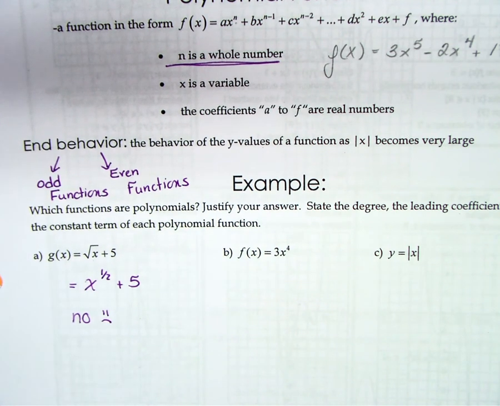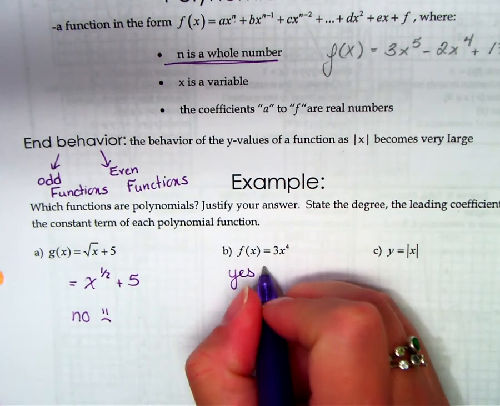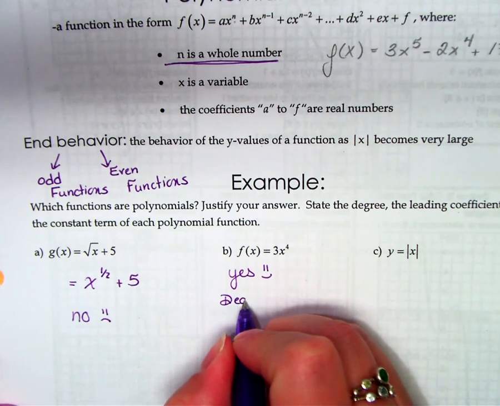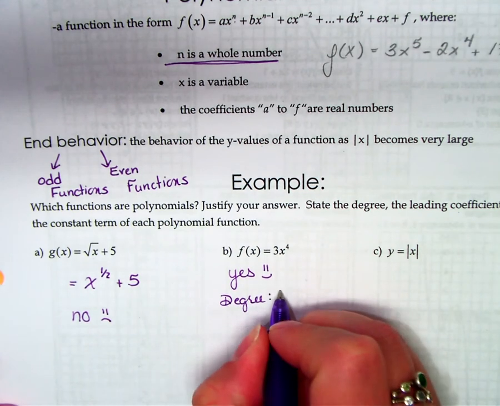Okay. What about f of x? It's like one term. That's okay. Is it okay? Maybe to you, but okay, so if it is a polynomial function, what's the degree? 4. Nice. It's a constant.